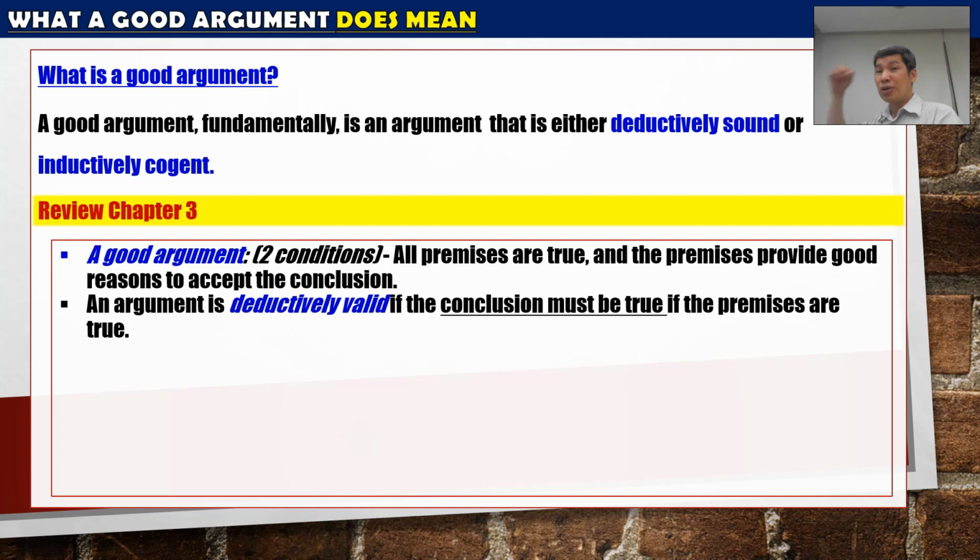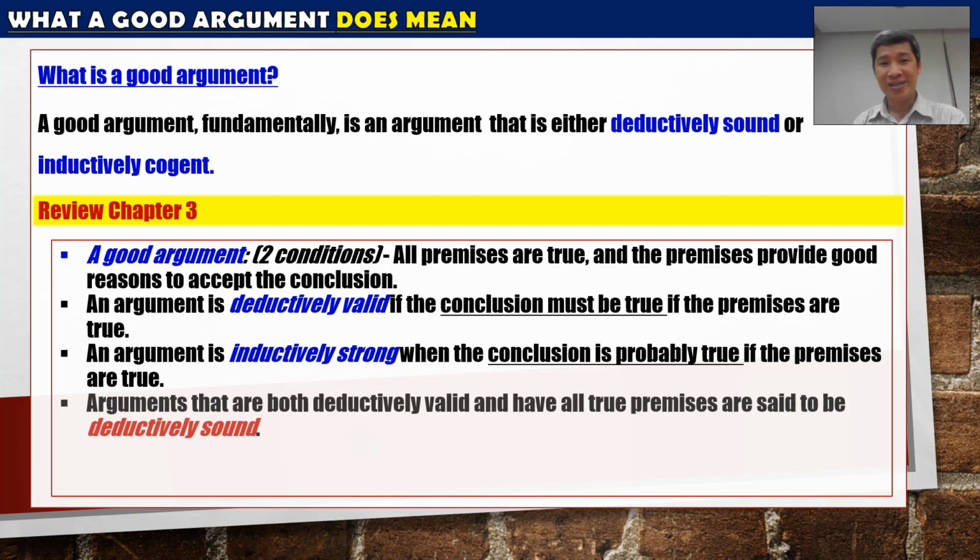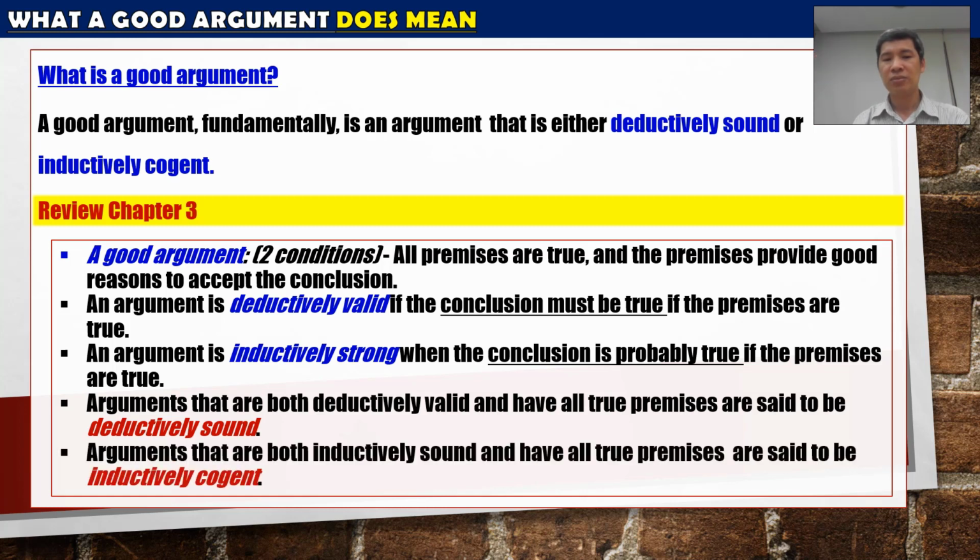If the premises are true, the conclusion must be true, then this is deductively valid. Remember? If the premises are true, the conclusion is probably true, then that's inductively strong. Right? Now the argument is valid and the premises are true as well. That's the perfect case. That is deductively sound. Now when the argument is inductively strong and it has true premises, then we say inductively cogent. Just to review some basics. This is what we learned before the midterm, right?